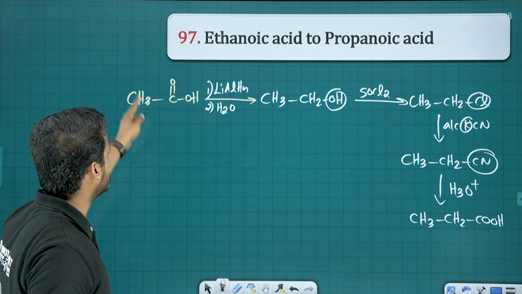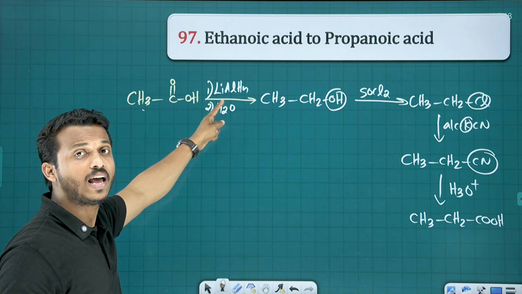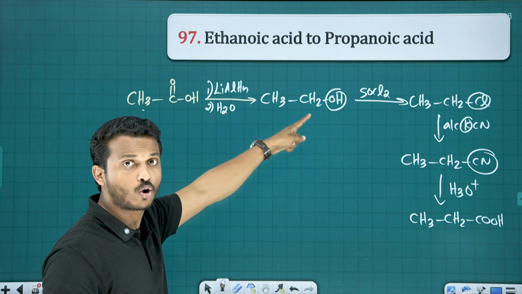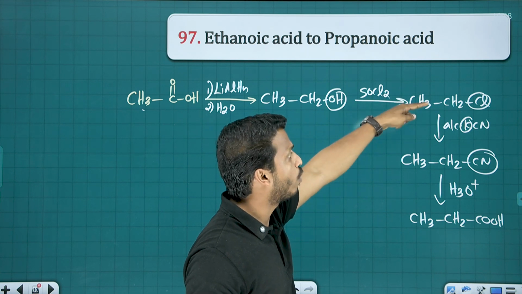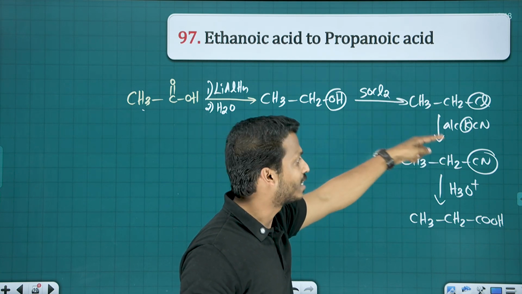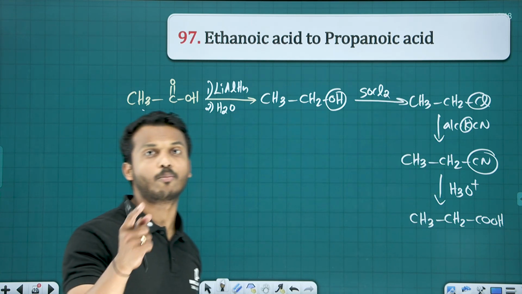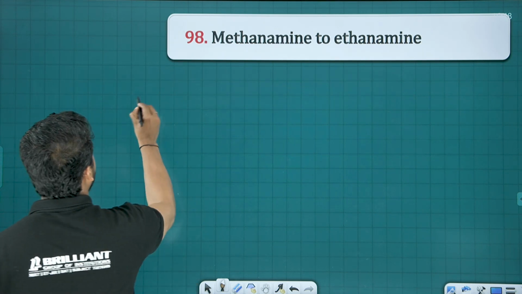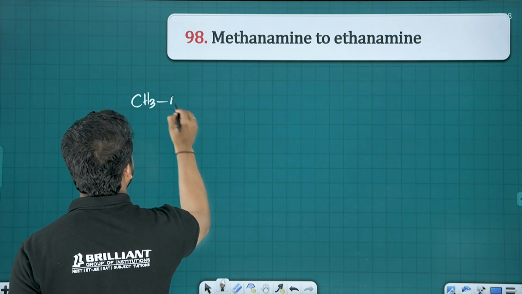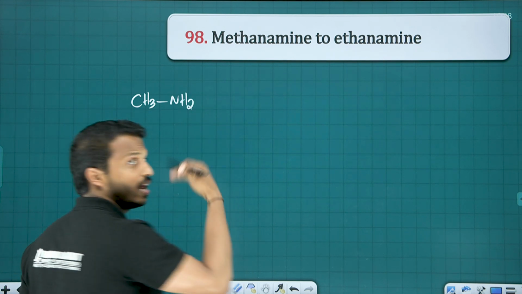Ready all? So acid on strong reduction with LiAlH4 will give you alcohol. Alcohol on SOCl2, you get a haloalkane. Haloalkane with KCN gives you cyanide. Cyanide on acid hydrolysis gives you carboxylic acid. Hope you will practice. Next one, how will you convert methanamine, CH3NH2, to ethanamine?